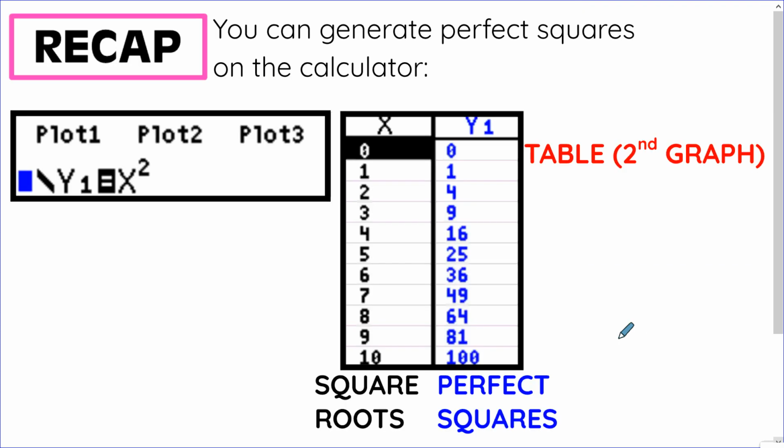Now we can put perfect squares into our calculator simply by going into y1 and entering in x squared, which is just x times x. I showed you guys how to do that in another video. I just wanted to remind you of that. So when I go into the table, y1 contains all my perfect squares and x contains all the square roots.